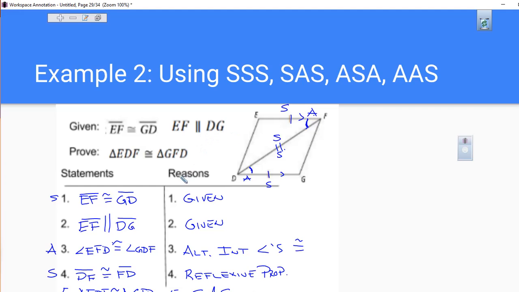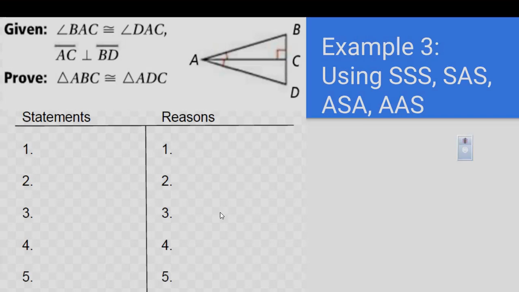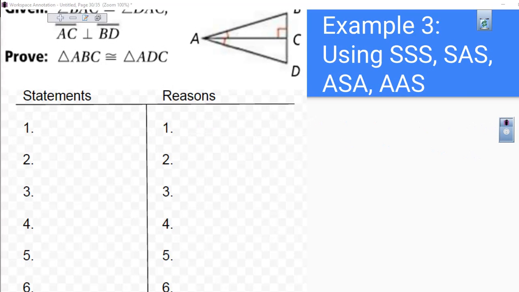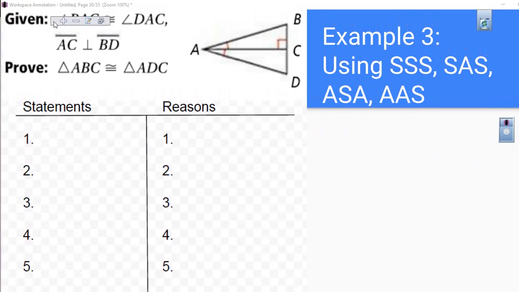All right, so when we have parallel lines, this is one thing you're going to use, alternate interior angles. So let's take a look at example 3. This one has 6 statements and 6 reasons. There's not a limit to how many statements and reasons you can have. You just have to make sure that you prove all the different parts. So let's look here. We have angle BAC is given to us as congruent to DAC. So that's marked right here and right here. It says AC is perpendicular to BD. So remember what perpendicular means. And we're trying to prove that triangle ABC is congruent to triangle ADC.